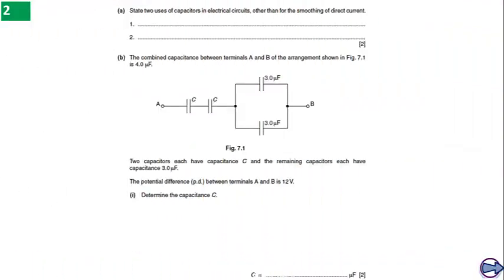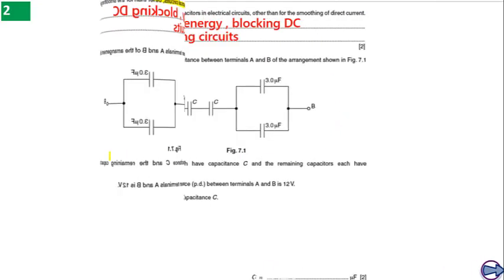Here is our first question, and it is asking us to state two uses of capacitors in electrical circuits. There are many uses of capacitors, but we just need to mention two, and we will get 2 marks. So we can say a capacitor is used to store energy in a circuit. A capacitor is also used to block DC, and we also use capacitors in timing circuits. If you mention these, you will get full marks. So here is how you can write your answer.